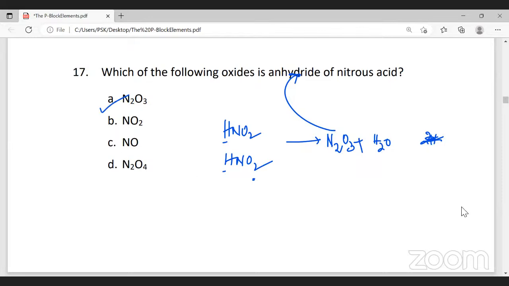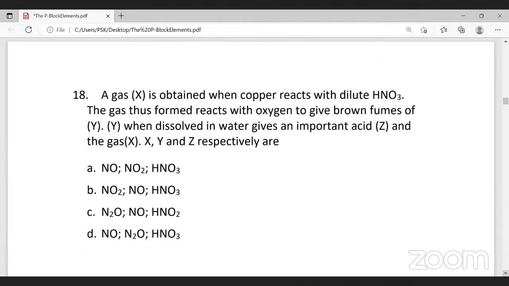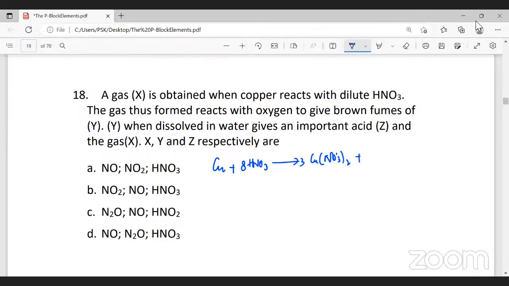Now, coming to the next question. A gas X is obtained when copper reacts with dilute nitric acid. Now, when copper reacts with dilute nitric acid, what happens? We learned this equation. Copper on heating with dilute nitric acid, we get 3 moles of cupric nitrate plus nitric oxide, NO, plus 4 moles of water.